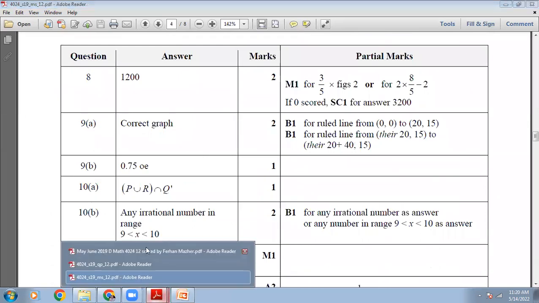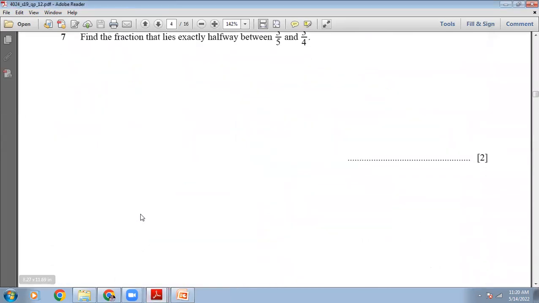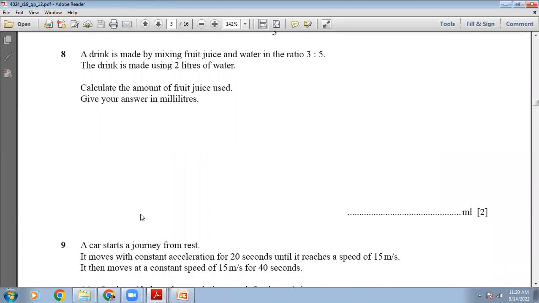Okay, so we are going to the next question. The next question coming up on your screen is question number 8. He says, a drink is made by mixing fruit juice and water in the ratio 3:5. So the juice will be 3, the water will be 5. The total drink will be 8. The sum of the ratios will be 3 plus 5, and that will be 8.